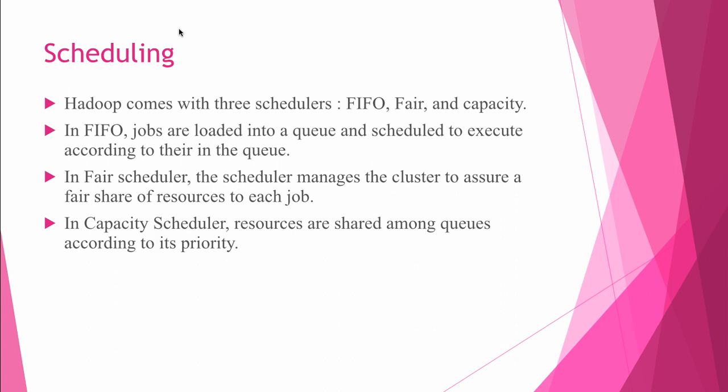To do so, it uses queues with a configurable number of task slots. Resources are shared among queues according to their priority. Free resources from empty queues are temporarily allocated to other queues. While FIFO was the first and most simple scheduler implemented, the FAIR and Capacity Schedulers were created to address the problem of managing multiple users sharing the same resources.